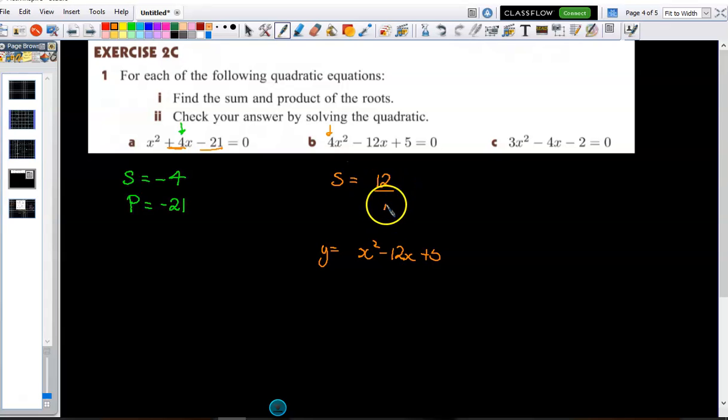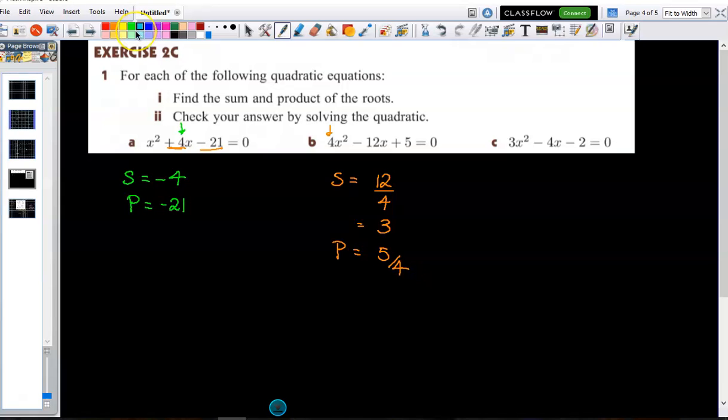Divided by 4. You champ. So our sum will be 3 and our product will be 5 over 4. Done. Is this rocket science?